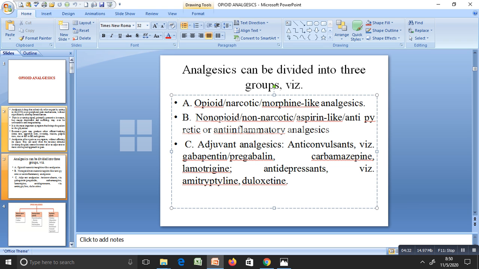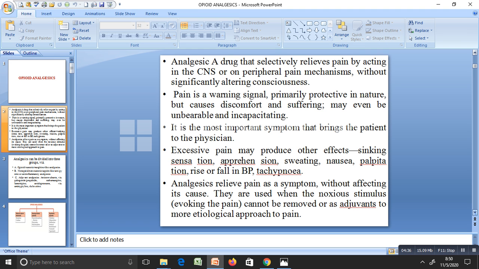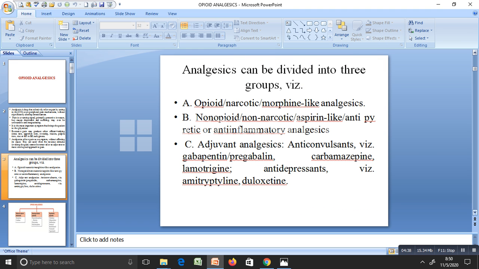Coming to the opioid analgesics, what are opioid analgesics? Opioid analgesics are morphine-like drugs which produce their effect by interacting with the opioid receptors. They reduce the pain by interacting with opioid receptors. We have opioid receptors, that is mu, kappa and delta receptors.